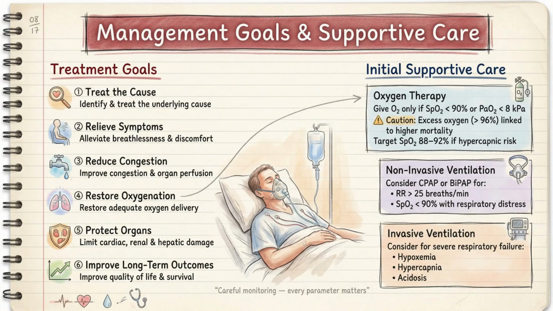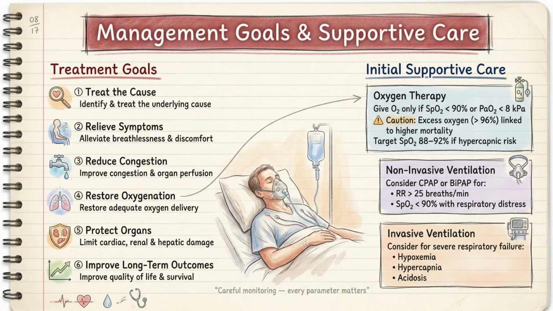On the right, we have initial supportive care and 3 important interventions. Oxygen therapy, give oxygen only if SpO2 is below 90% or PaO2 below 8 kilopascals. Critical caution. Excess oxygen, above 96%, is linked to higher mortality. If there is a risk of hypercapnia, target SpO2 between 88 and 92%.